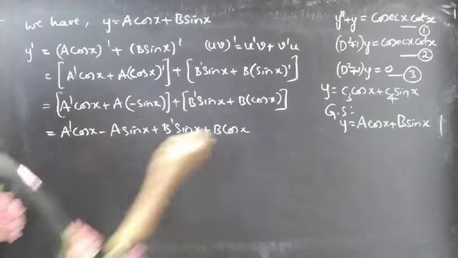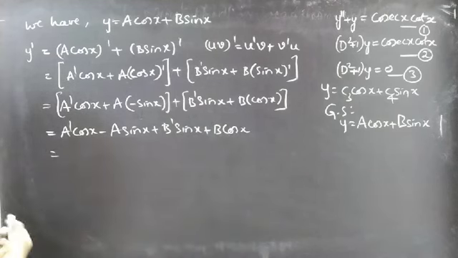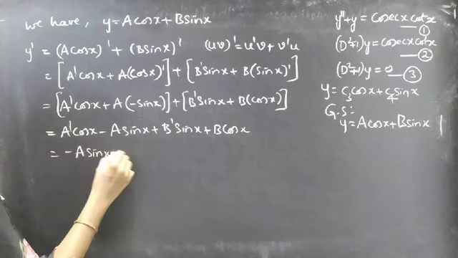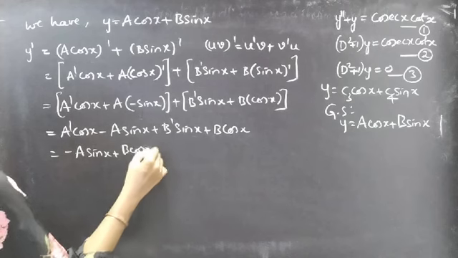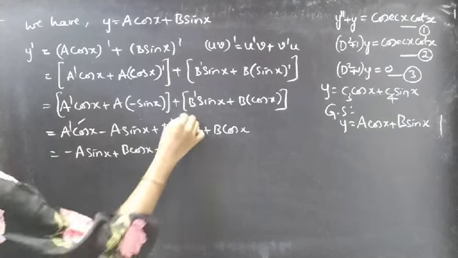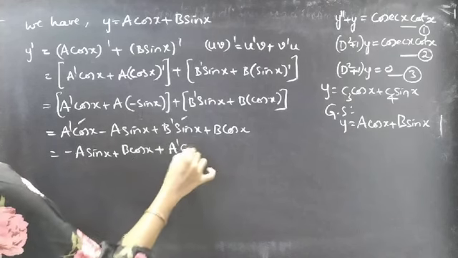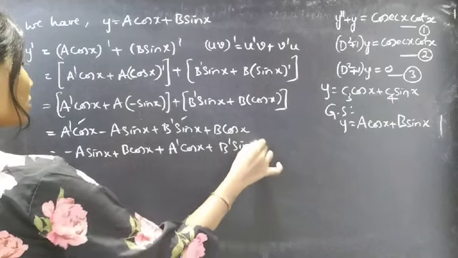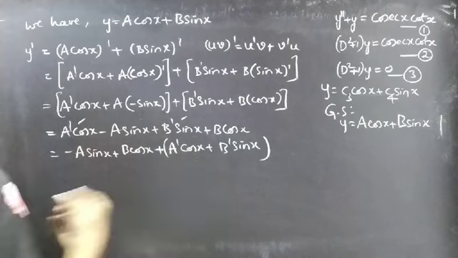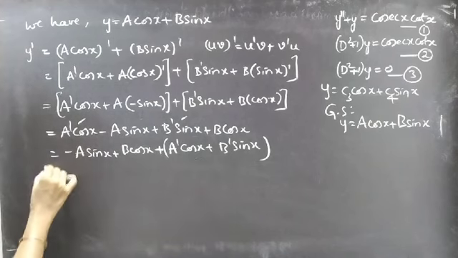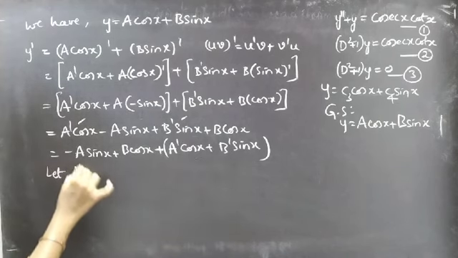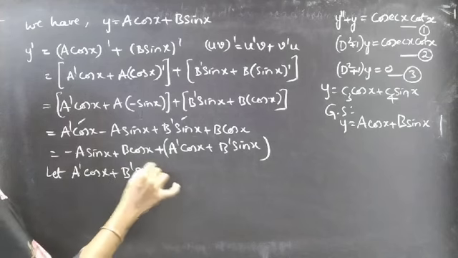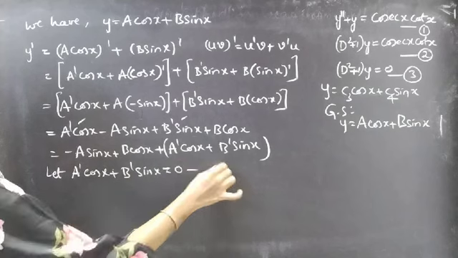Let's now write the terms involving a and b. We'll get minus a sin x plus b cos x. Now write the terms involving a dash and b dash. We'll get plus a' cos x plus b' sin x. Now let a' cos x plus b' sin x be 0. Consider it as equation 4.